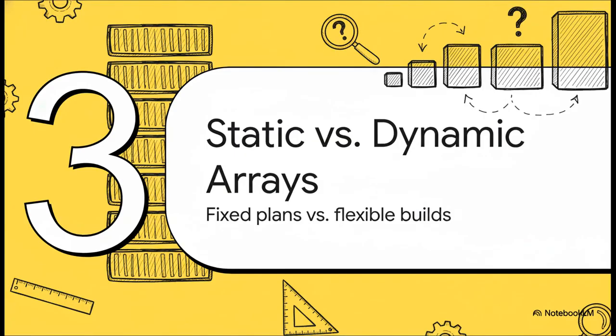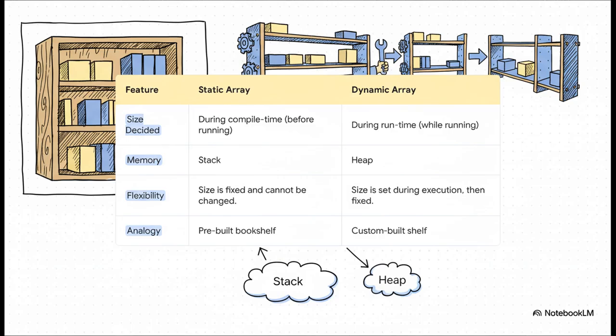So that responsibility forces you to make a really big decision right up front. Do you know exactly how many items you're going to need before your program even starts running? Or is that something you're only going to find out while it's in motion? This slide just perfectly lays out the trade-off, doesn't it?